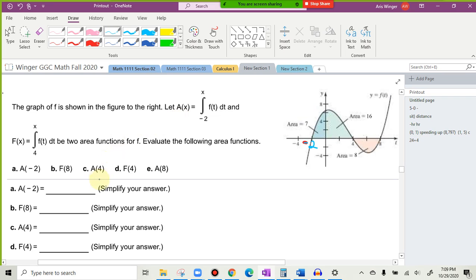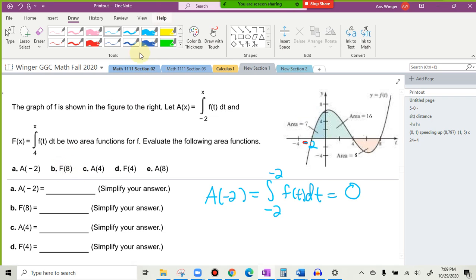All right. They want to know A of -2. Let's be clear. A of -2 is the integral from -2 to -2 of f of t dt. Well, we could go back and find our integral rules, but we know that if I wanted to find the area from one place to itself, that's a bunch of nothing, right?